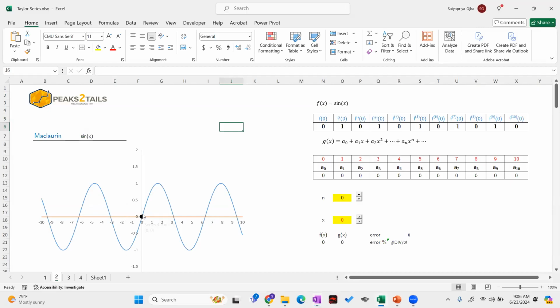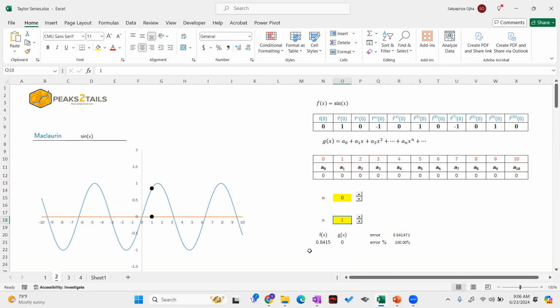So sin x is approximated as 0. You see this line is just the x-axis because y equals 0. And it does a brilliant job at x equals 0 because it is designed to do so. If you move away, the approximation is always 0, but sin x takes some value. So there is some error, 100% error at the moment.